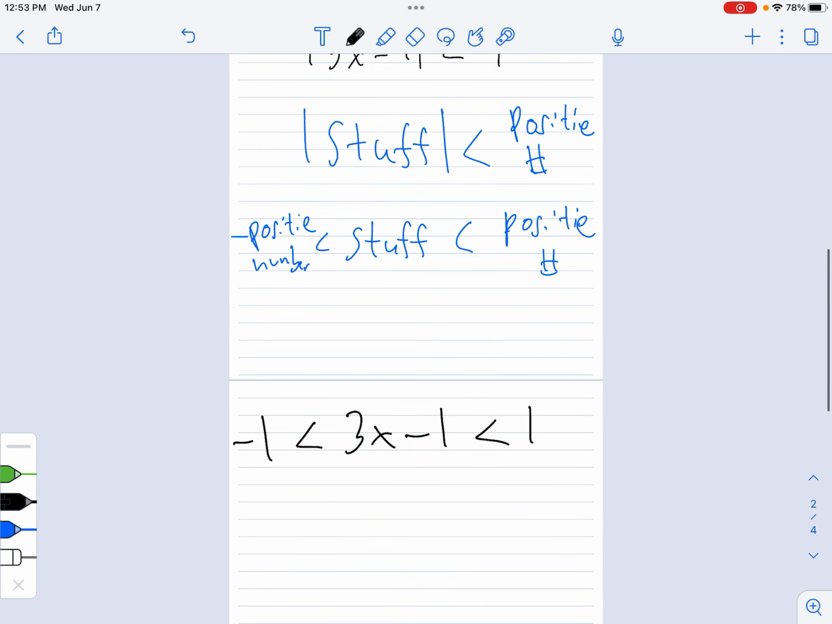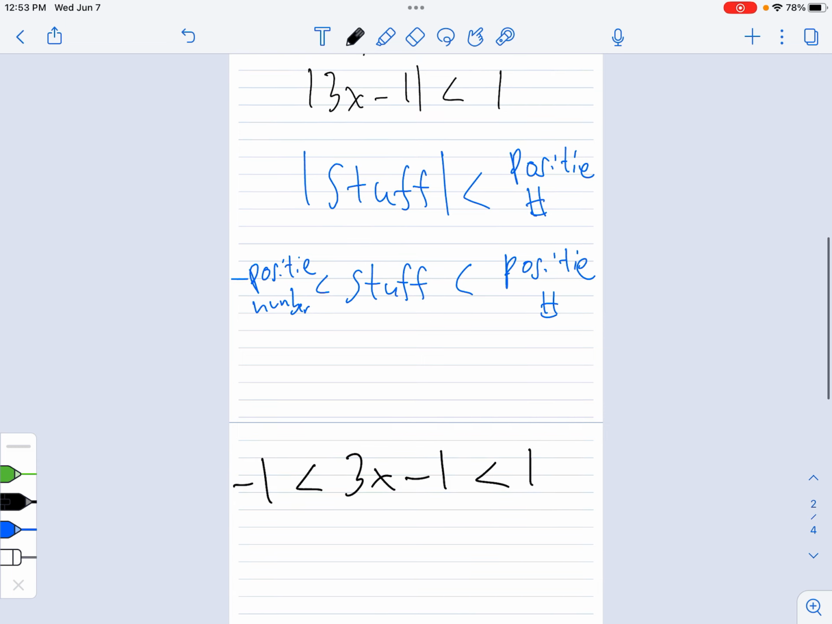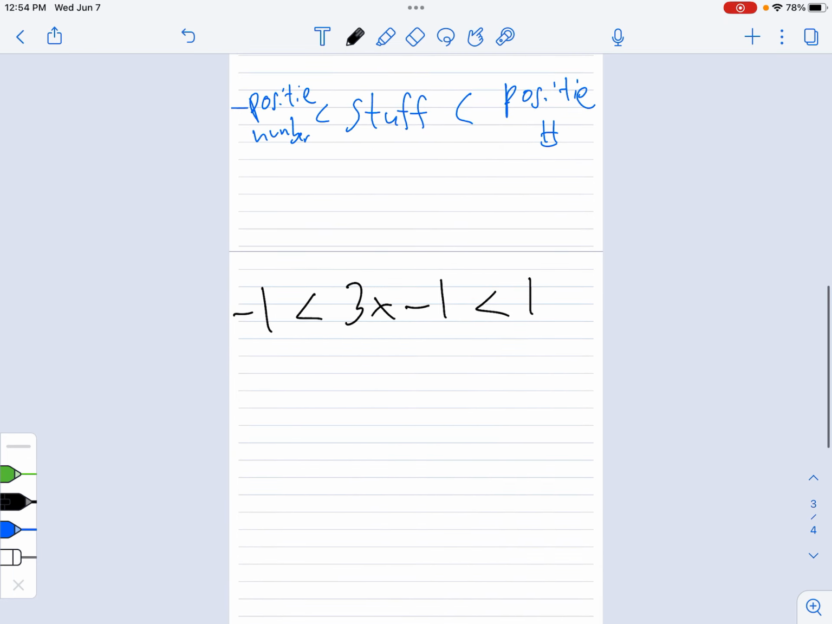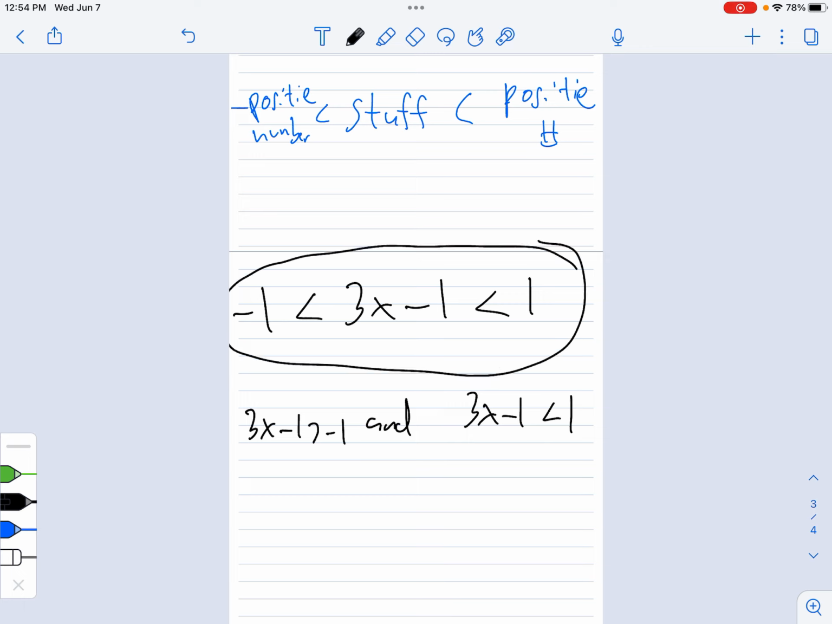And again, this is what we call a compound inequality because it's two inequalities written in one sentence, in a sense. Technically speaking, we're looking at 3x minus 1 is less than 1 and 3x minus 1 is greater than negative 1, or negative 1 is less than 3x minus 1 if you prefer to look at it that way. This statement that I just wrote combines both those inequalities.